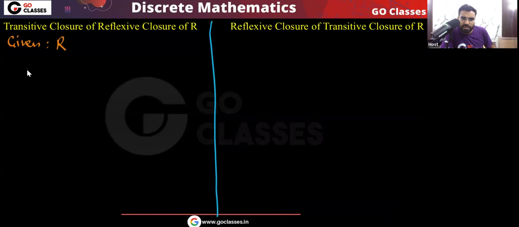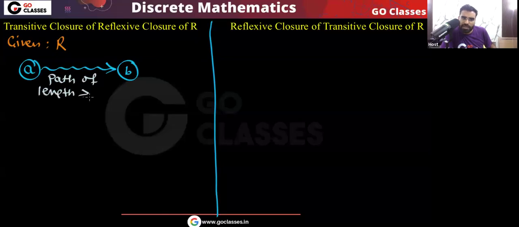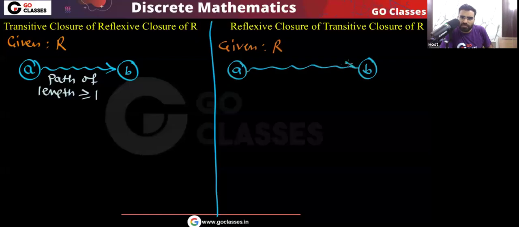Now let's assume that in the relation R, we have this type of situation: we have this vertex A and there is vertex B. Let's assume there is a path of length at least 1 from A to B. Let's assume this type of situation we have in the relation R. Here also let me draw the same thing, because initially we have R. Given relation R, let's assume we have two vertices A and B, two elements in the base set, and there is a path of length at least 1 from A to B. So this is a path of length at least 1.